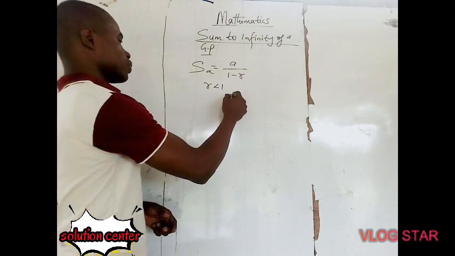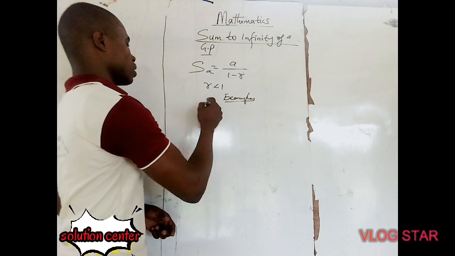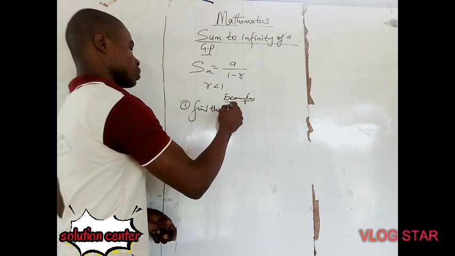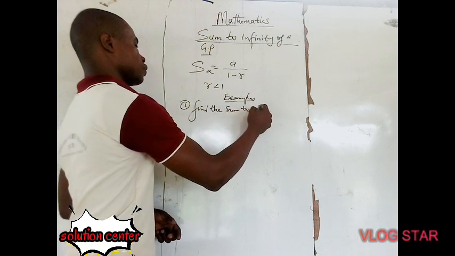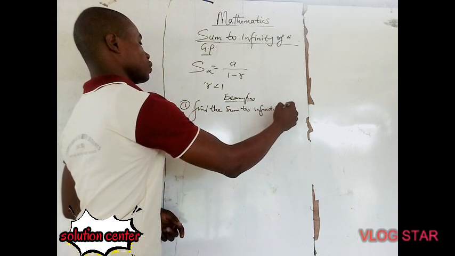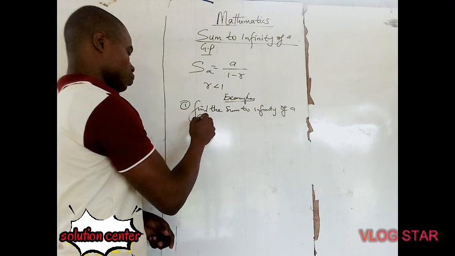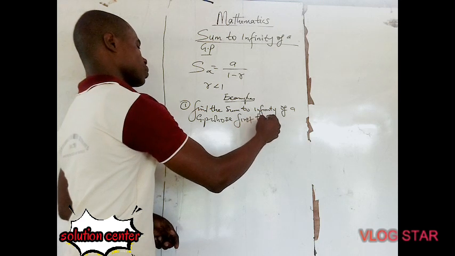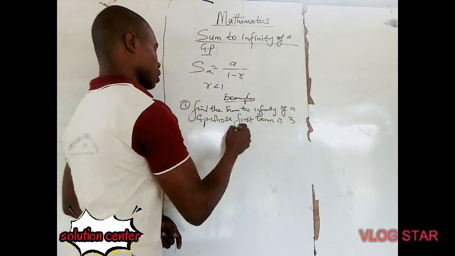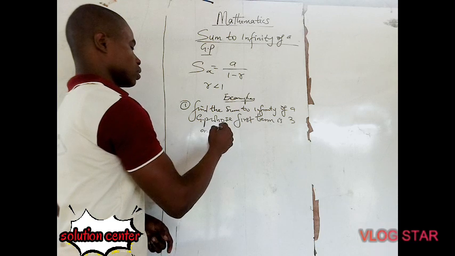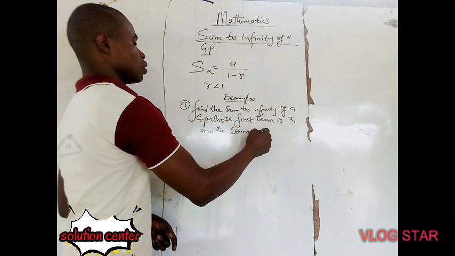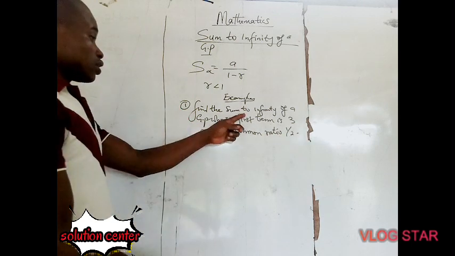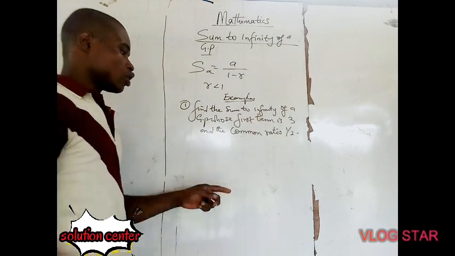Now let's go down to this particular example. Example 1: Find the sum to infinity of a GP whose first term is 3 and the common ratio is half. Find the sum to infinity of a GP whose first term is 3 and the common ratio is half.